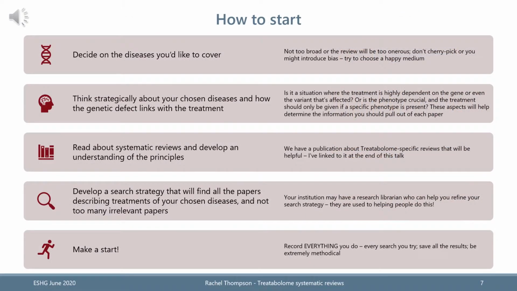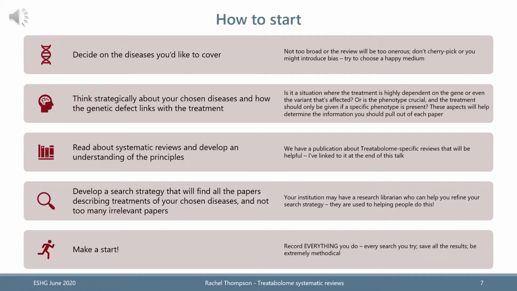So then where do you actually start? Well, first you should decide on the diseases that you'd like to cover. You shouldn't make them too broad or the review will be too onerous, and you also shouldn't cherry pick or you might introduce bias, so try to choose a happy medium. Then you need to think strategically about the diseases that you've chosen and how the genetic defect links with the treatment. It's important to get this right before you start because it might affect the data that you need to capture. Do you have a situation where the treatment's highly dependent on the gene or even the variant that's affected, or is it the phenotype that's crucial and the treatment should only be given if a specific phenotype is present?